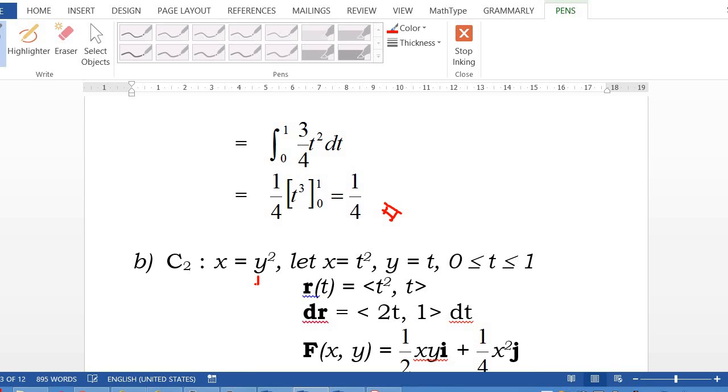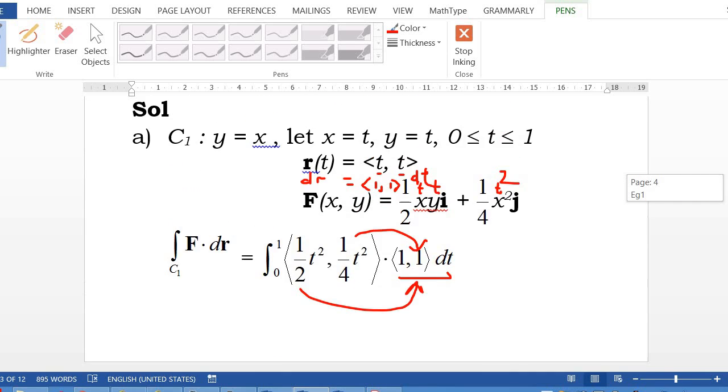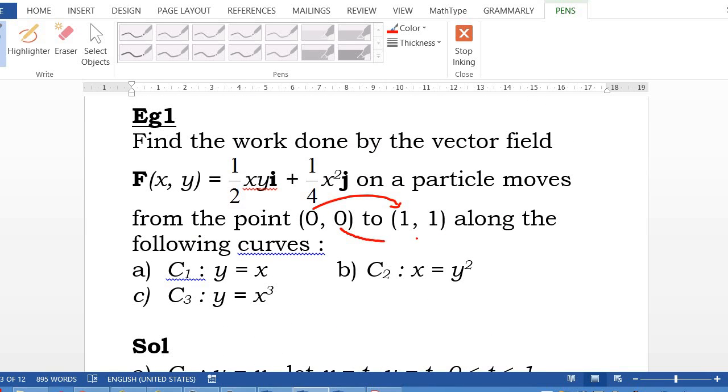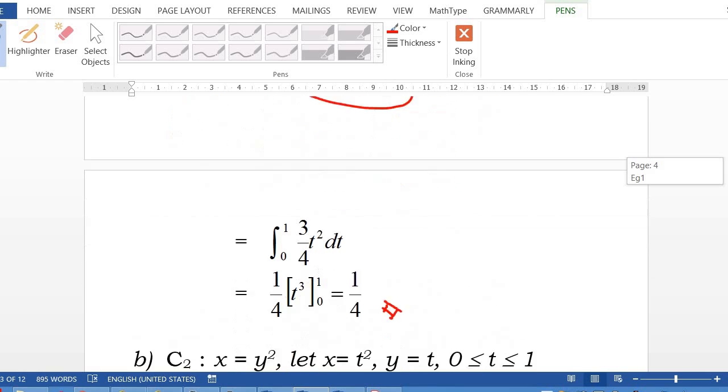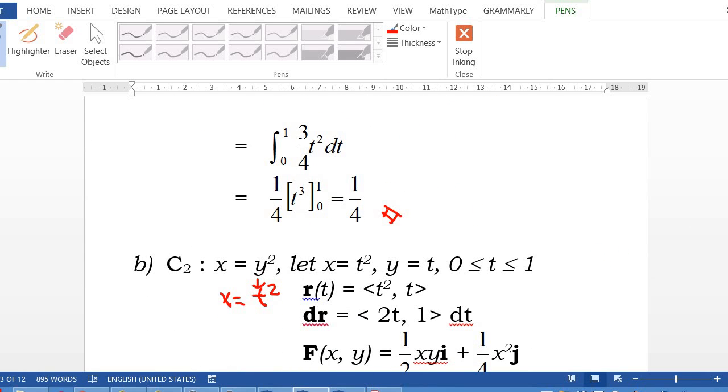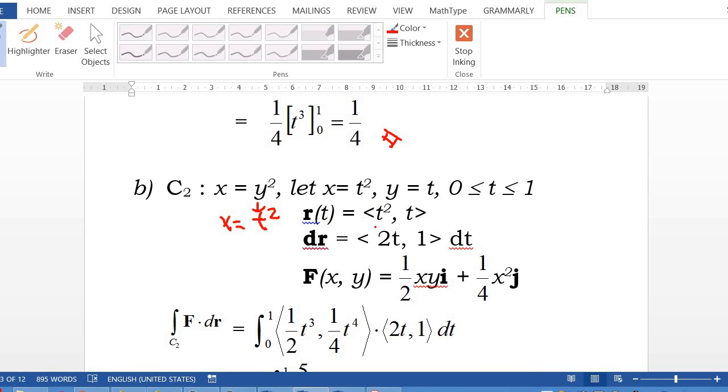Okay, for B, the curve is x equal to y squared. Then we let y equal to t. We always let the variable on the right-hand side equal to t. Then x will be t squared, and y is t. Since y moves from 0 to 1, t also goes from 0 to 1. So r(t) becomes t squared, t, and dr is 2t at component i, 1 at component j, dt.